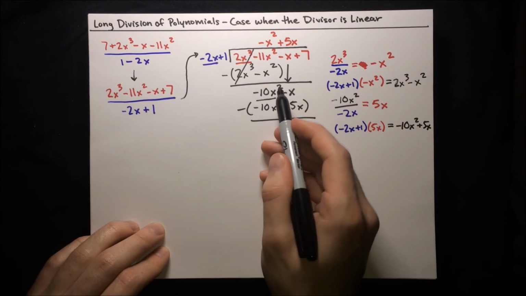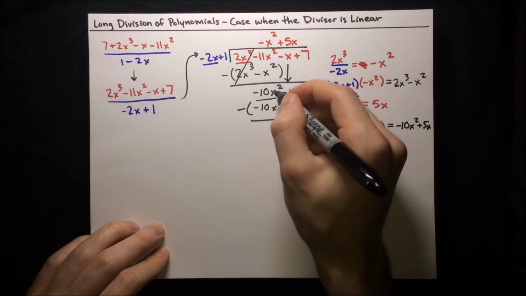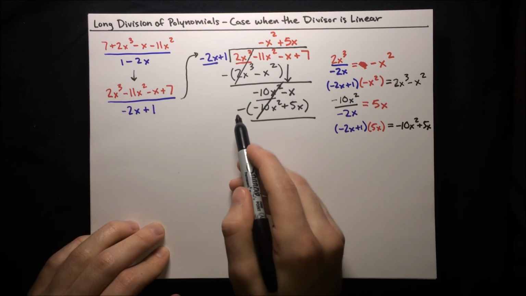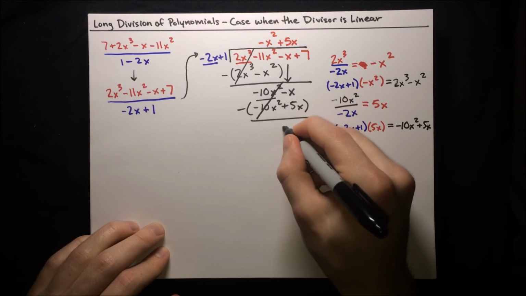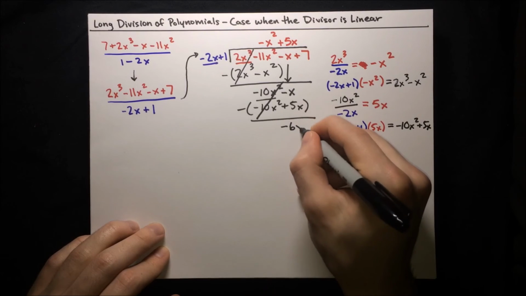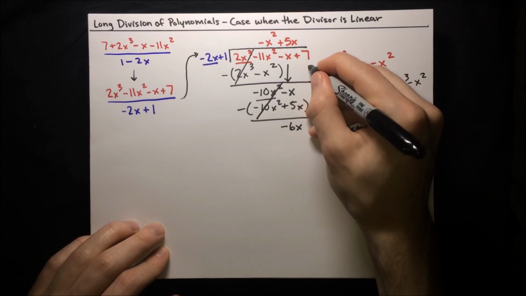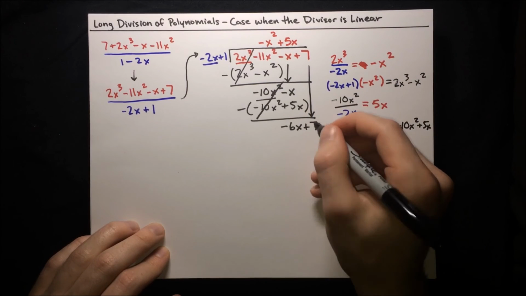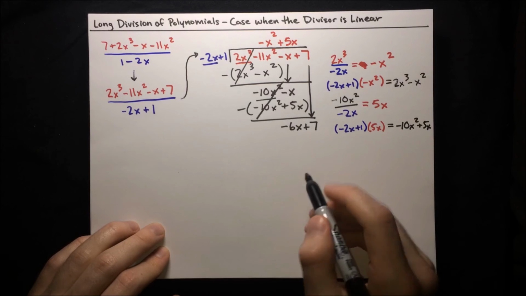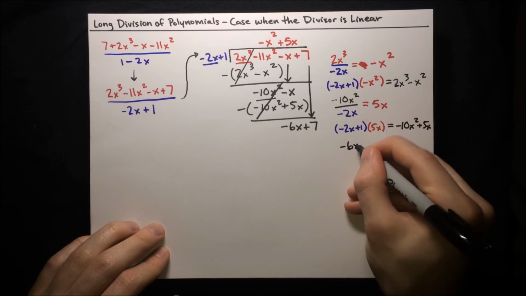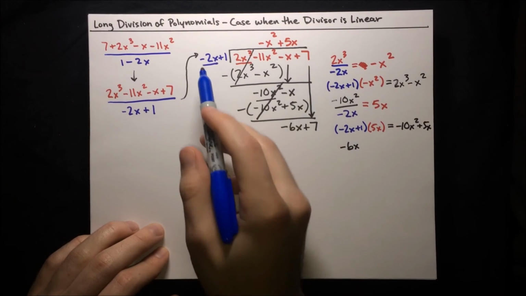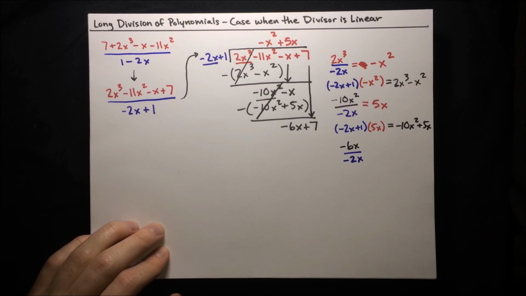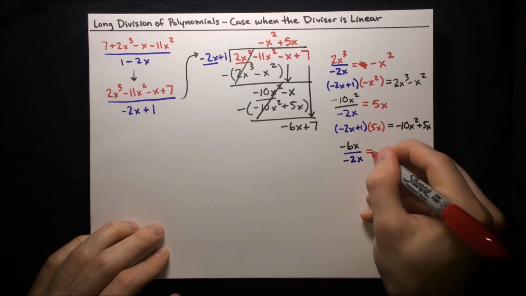Alright, so negative 10x squared minus negative 10x squared, that cancels. It should always cancel. And then negative x minus 5x, we get negative 6x. And lastly, we bring down the constant term. This is the last time we'll have to do the process. Bring down the plus 7 and look at the leading term here. That's negative 6x, and divide it by the leading term of the divisor, negative 2x. And our result is just 3.